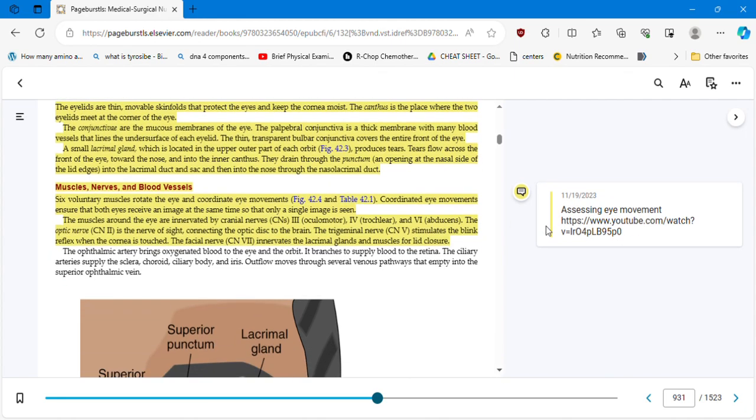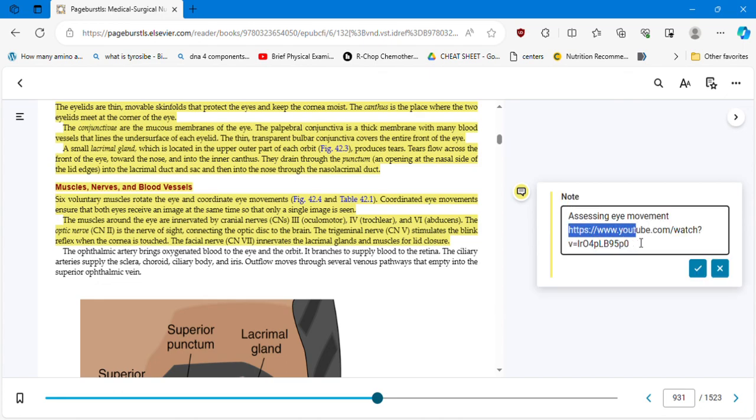Okay, so there is another video to understand the muscles, nerves, and blood vessels related to the movement of the eye. I want you to pay attention to this, please.